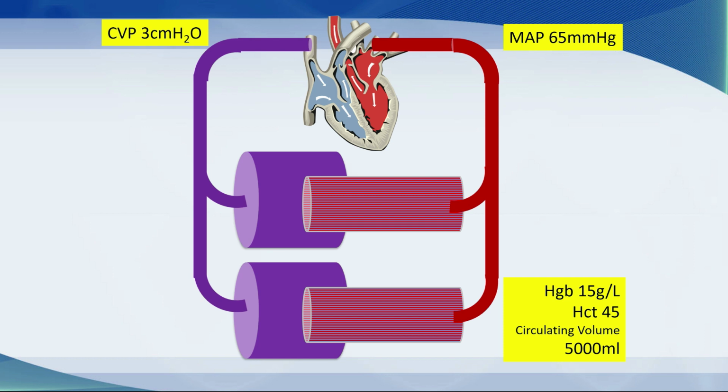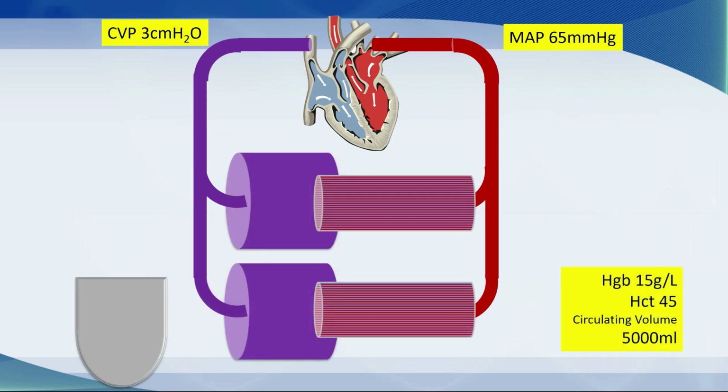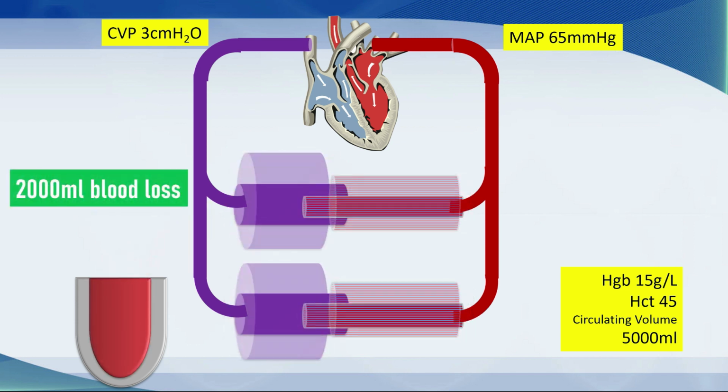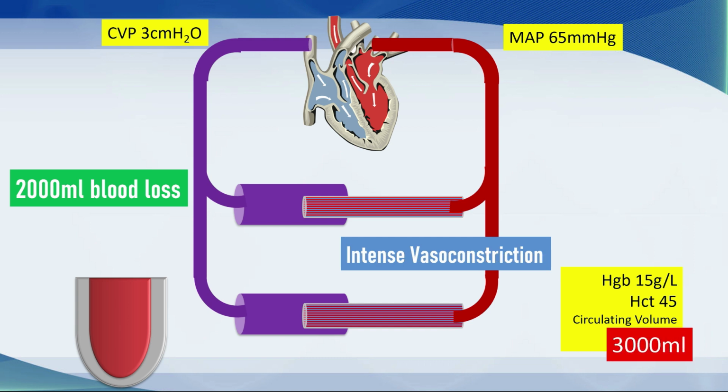Hemoglobin, let's just make it 15 grams per deciliter. The hematocrit is 45%, and the circulating volume is 5,000 mils. Now, if a patient loses a lot of blood, in this case 2 liters of blood loss for whatever reason, there is intense vasoconstriction and the circulating volume drops quite considerably.